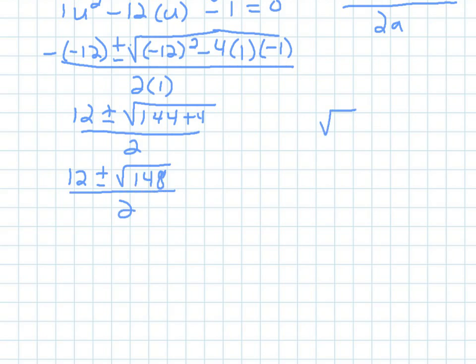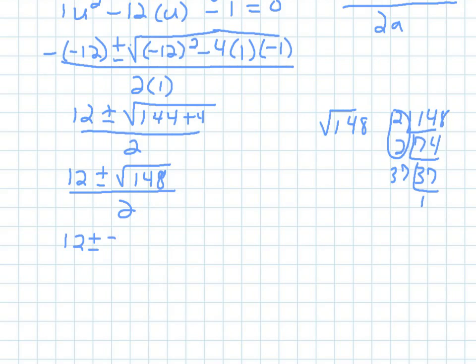And then the square root of 148, if we use prime factorization to help us do this, we can divide it by 2 because it's an even number. We get 74. We divide that by 2, and we'll get 37. 37 is a prime number, so we divide it by itself and we get 1. So we got 2's, and so we end up with 12 plus or minus 2 square root of 37 over 2. Now we can divide all of these by 2, and we end up with 6 plus or minus the square root of 37.